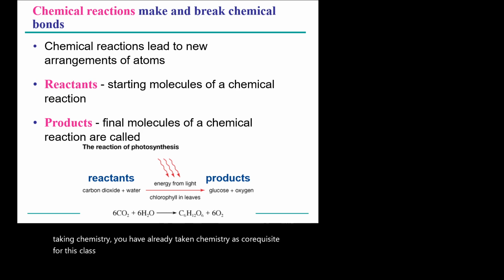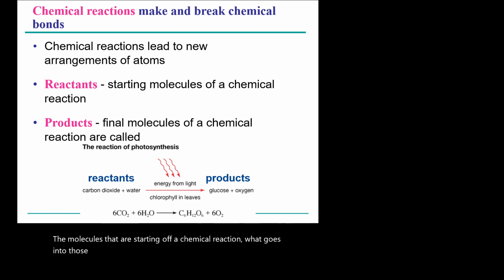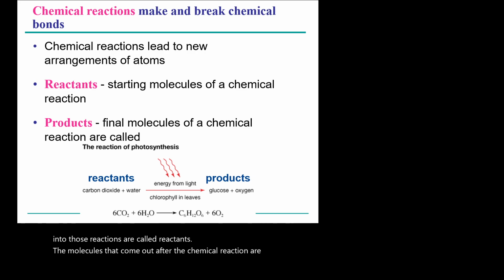So as you may already know, chemical reactions make and break chemical bonds. We've just been talking about the different kinds of chemical bonds. So anytime there's a change in those chemical bonds or new bonds being made, that's a chemical reaction. And these chemical reactions can lead to new arrangements of atoms. The molecules that are starting off a chemical reaction, what goes into those reactions, are called reactants. The molecules that come out after the chemical reaction are called the products.